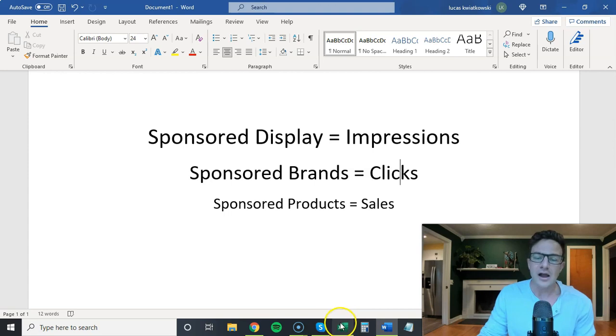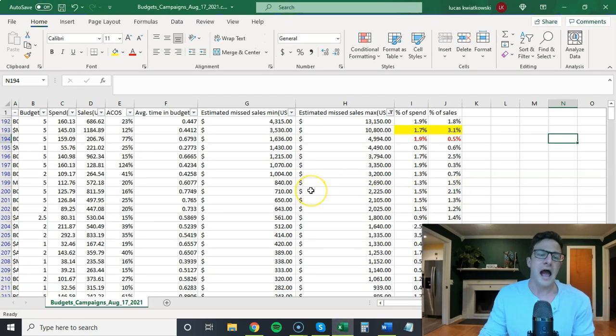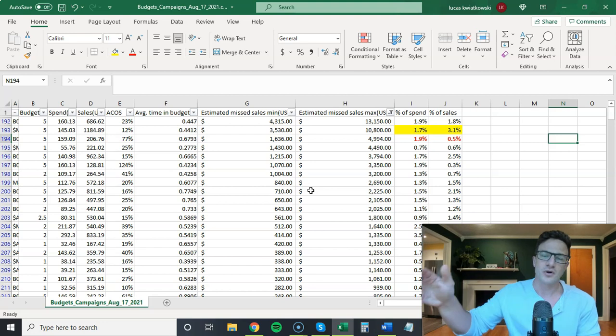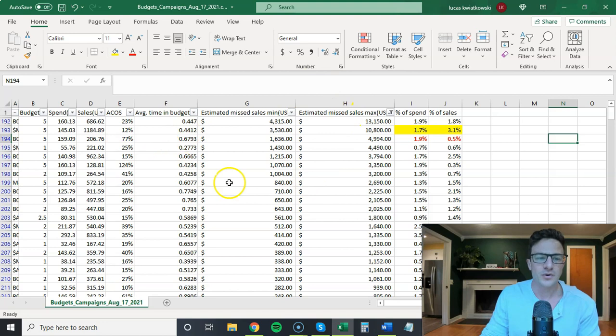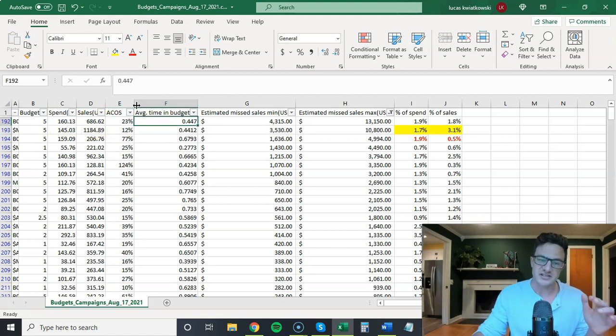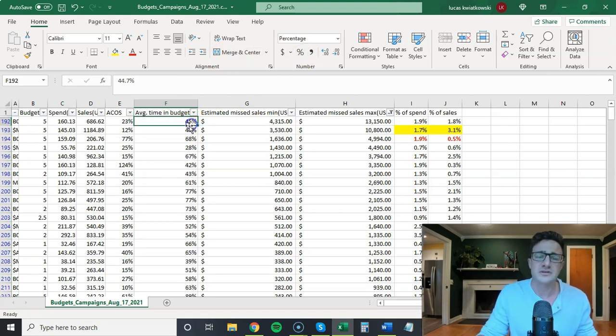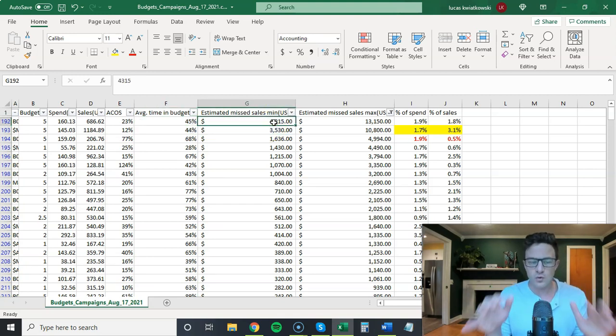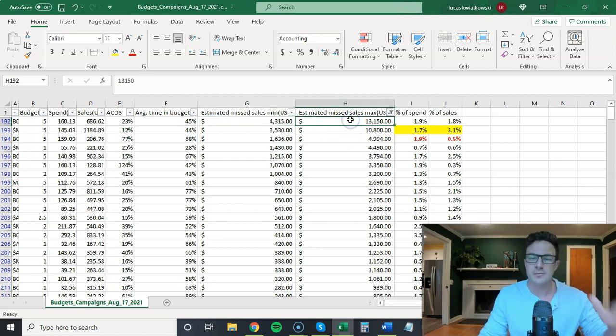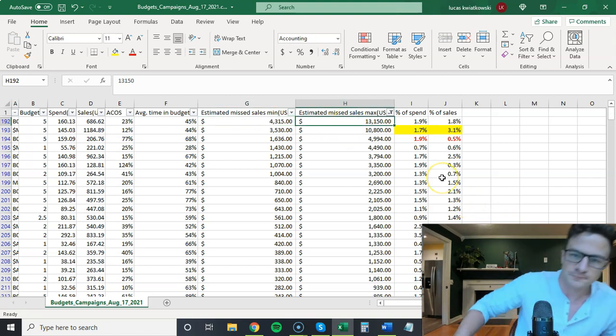Now, I always like to export stuff in Amazon. I like their interface, but I like to export that stuff and then see what I'm working with here. So what I did is I exported this data for the last 30 days. And then I deleted some stuff. So I have budget, spend, sales, ACOS, average time in budget, and this is the whole point of this budgets tab. This is telling me this campaign is only in budget 45% of the time. And it's telling me I've missed a minimum of 4K in sales, a maximum of 13K in sales, okay?